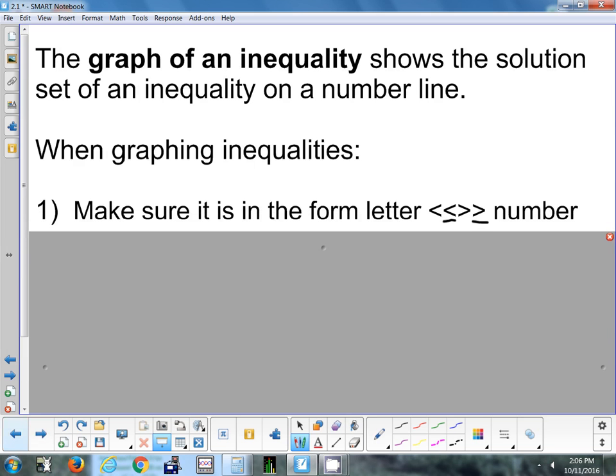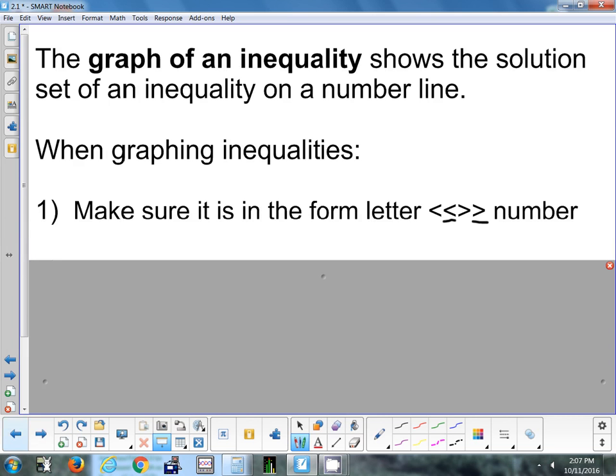Whenever we graph an inequality, you guys already have this on your notes. Make sure it's in this form: letter, symbol, number. This symbol can be any one of these four. What you don't want to do is have the number on the left. Even though this is technically the same thing, that's going to be confusing. Does anybody know why? If you write it this way, it's technically correct, but it's going to be confusing when we draw it.